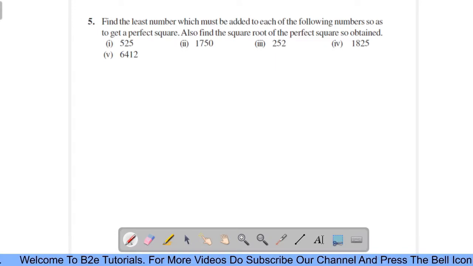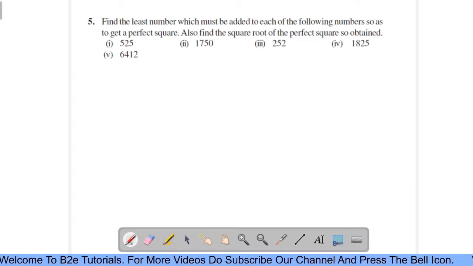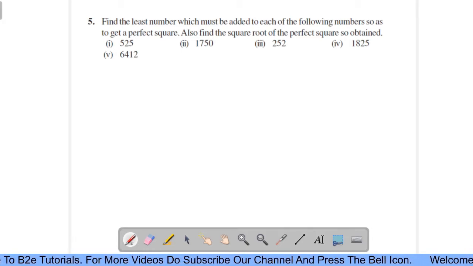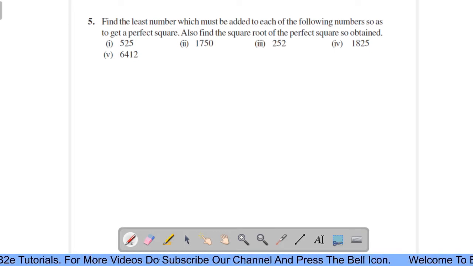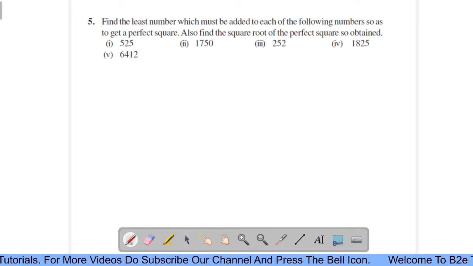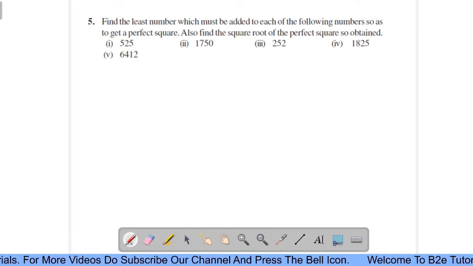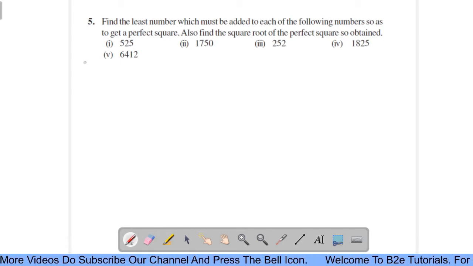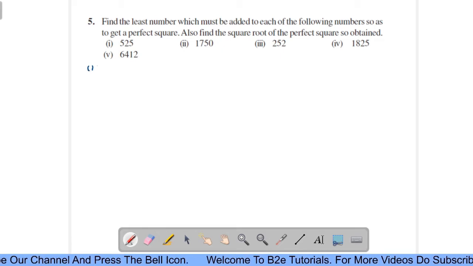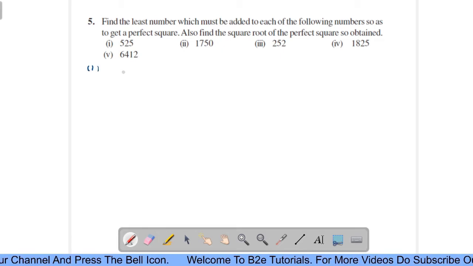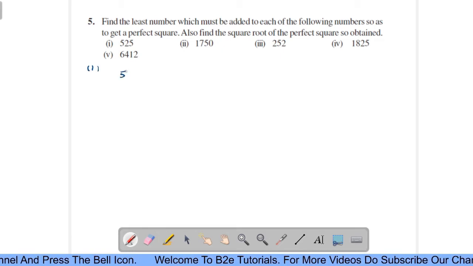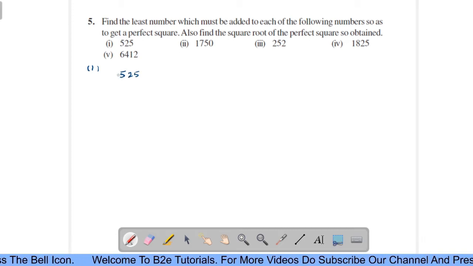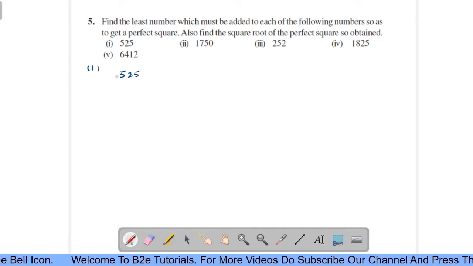Now come to question number 5. Find the least number which must be added to each of the following numbers so as to get a perfect square. Also find the square root of the perfect square so obtained. See question number 1. It is 525. Find out the square root by long division method.